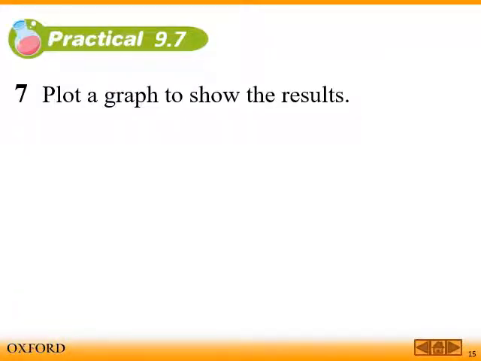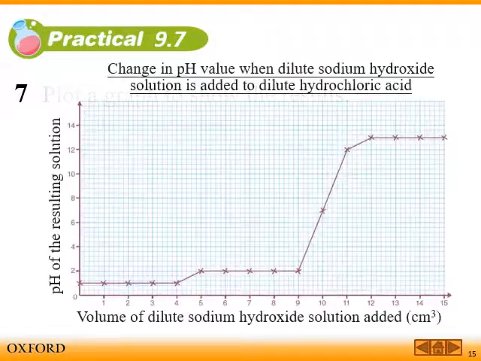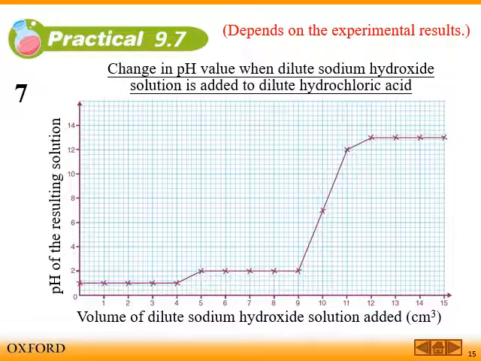So when we put the results into a graph, it would be something like this. At the beginning, the pH value rises slowly, and at around 10 cm³, the pH suddenly rises to 7, and afterwards, the pH rises to 12 or 13, so that the solution is alkaline.